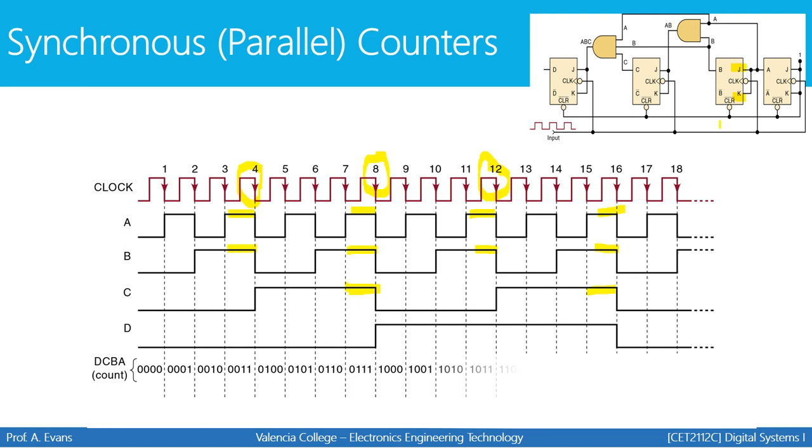If you look at the output for the counts, it's going to be the same. Starts at 0000, 0001, 0010, 0011, all the way up to 1111 before it resets. So this is a mod 16 counter, just like before, with a counting range from 0 to 15.